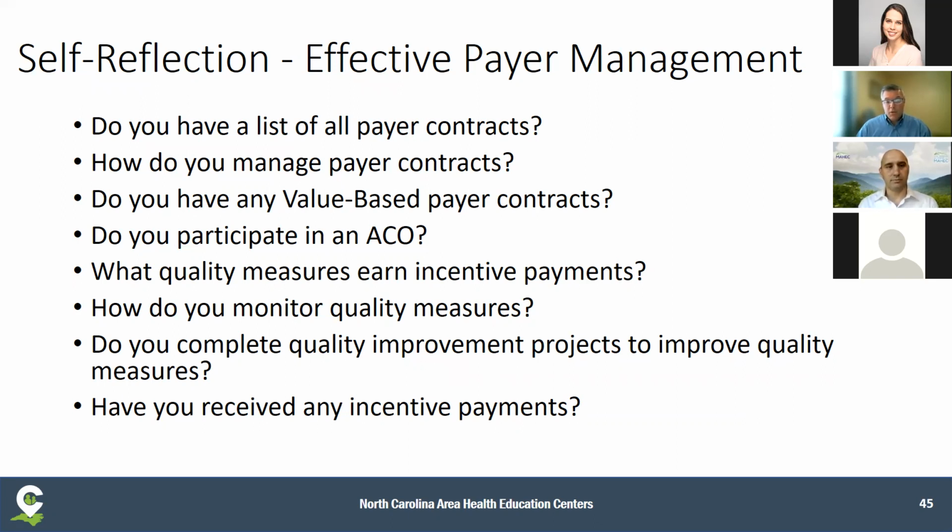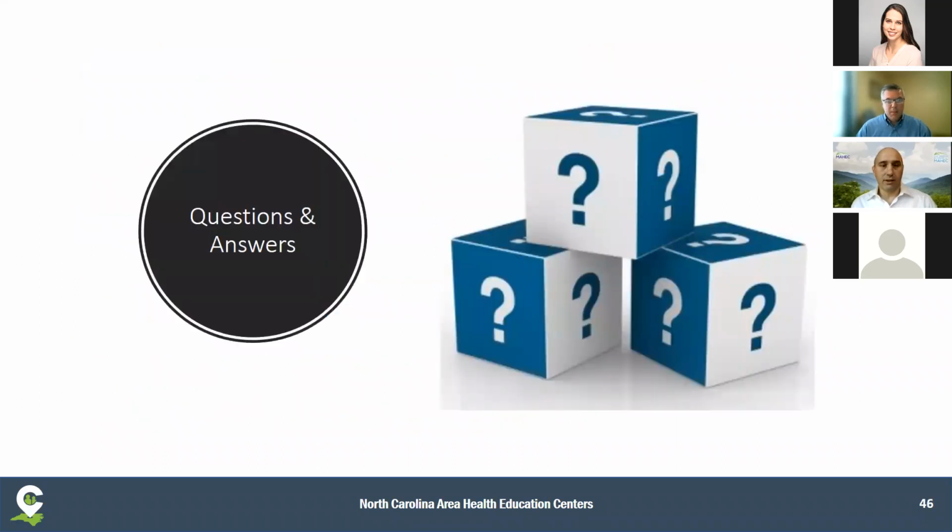Do you actually use the measures that are in those contracts to determine quality improvement projects? And then the last question is always interesting. Have you actually already received any incentive payments? How well are you leveraging your contracts to receive payments? So a lot of things to reflect on and think about as you develop a strategy for value-based payments going forward. So we'll pause there, and any particular questions related to contract management or payer management?